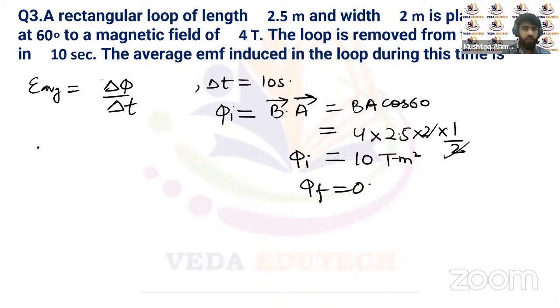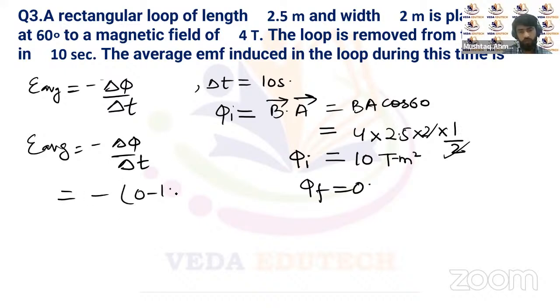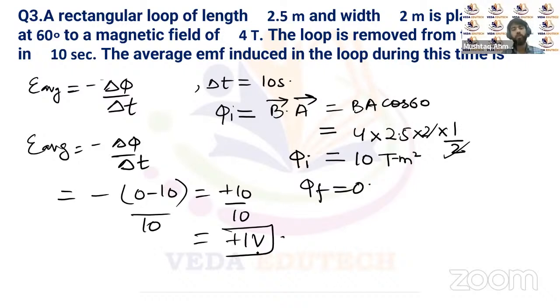Now the average induced EMF will be minus delta phi upon delta t. Delta phi is final minus initial, that's 0 minus 10 upon the delta time, that's 10 seconds. So it will be plus 10 upon 10, which is equal to plus 1 volt. So plus 1 volt will be the average induced EMF during this time in the loop, right?